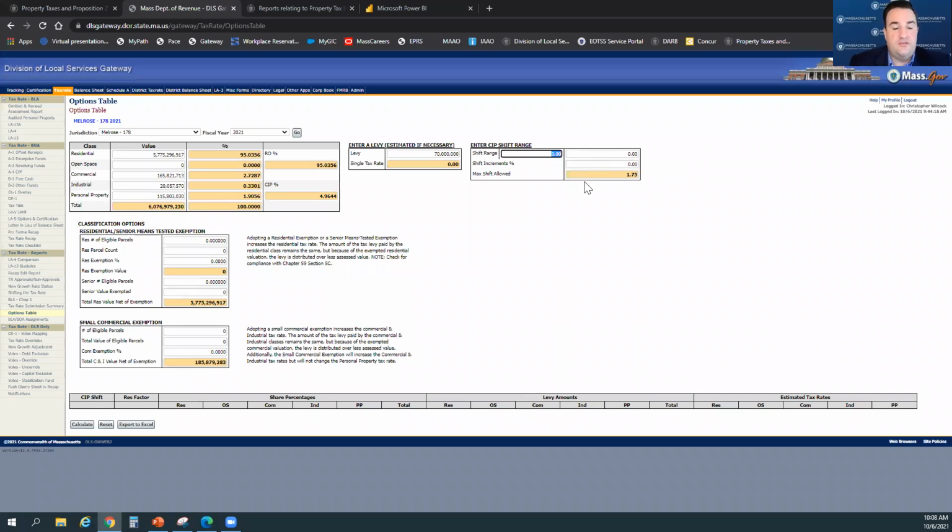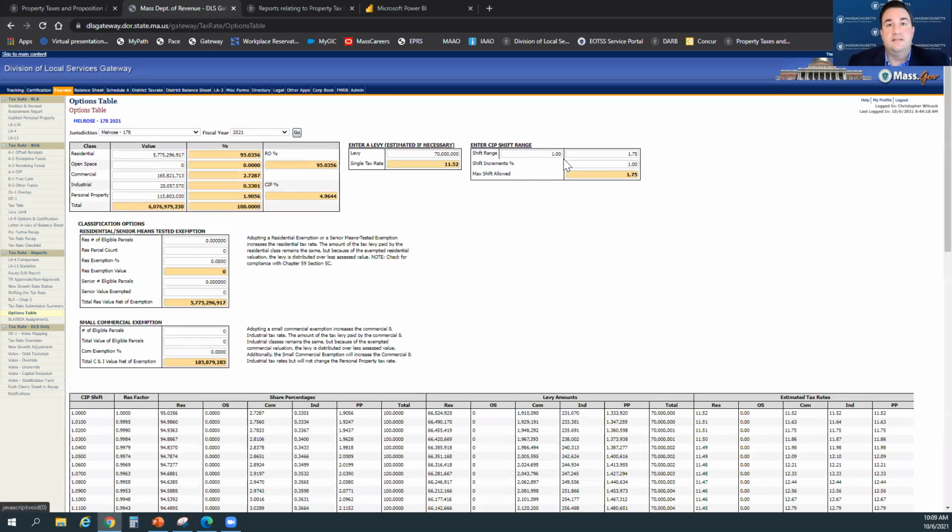As far as the shift range, everything starts at 1. And depending on what your community historically shifted to, it could be 1.5, 1.75. That would be calculated in Gateway for you. If you have any questions, feel free to give us a call. But for this community, I'm going to pick 1.75. In shift increments for this, I'm going to pick 1.